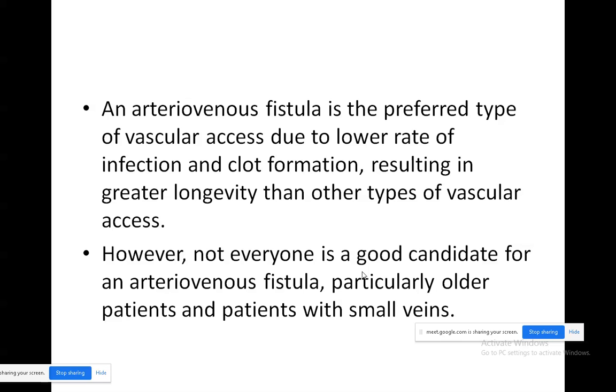And then, however, not everyone is a good candidate for an arteriovenous fistula, particularly older patients and patients with small veins. So this arteriovenous fistula will not suit all patients. Okay, so for older people as well as patients having small veins, சின்னதா நரம்பு இருந்தா அதுக்குள்ள எப்படி என்ட்ரு ஆகும். Okay, this fistula is going to act like a vein. In the vein you are going to insert this fistula. Upper one you have to have a thick vein. So in that rare case, this will not be good for all patients.